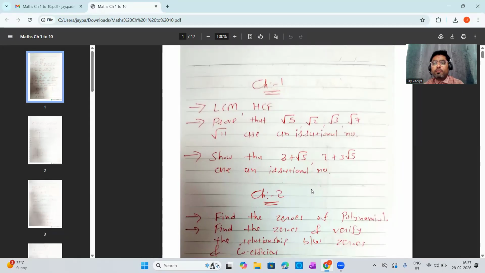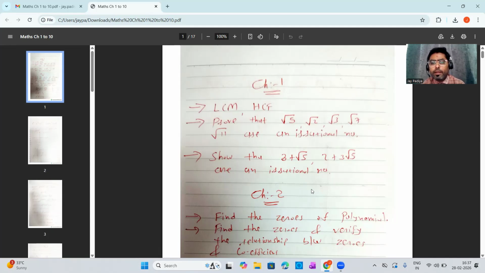So let me start with the first chapter. Okay, first chapter, Real Numbers. For the first chapter, you have three topics, right? First one is LCM and HCF, right? For Gujarat board, they will ask you directly. They will give you two numbers and ask you to find the HCF of these two numbers or find the LCM of these two numbers, right?